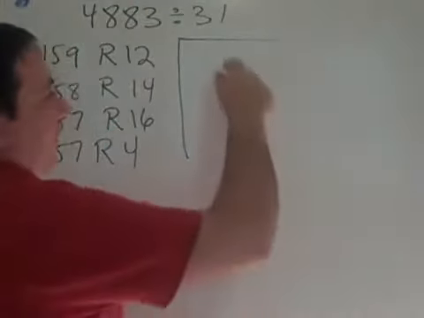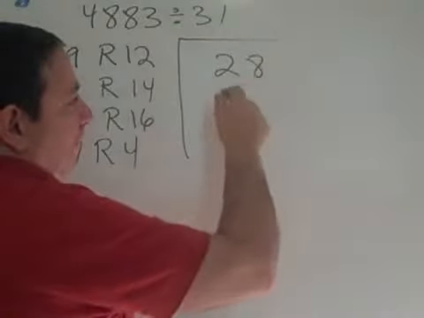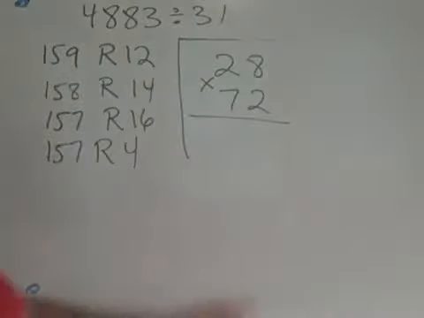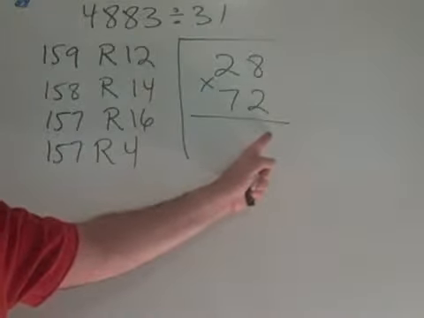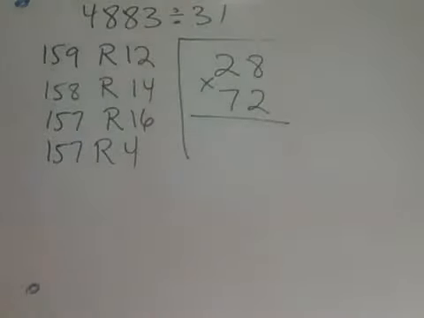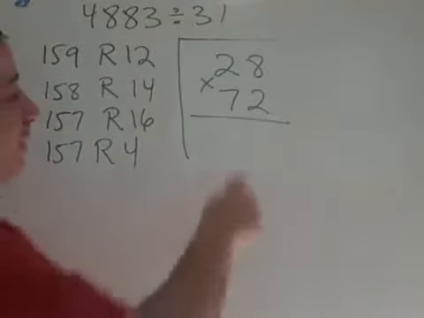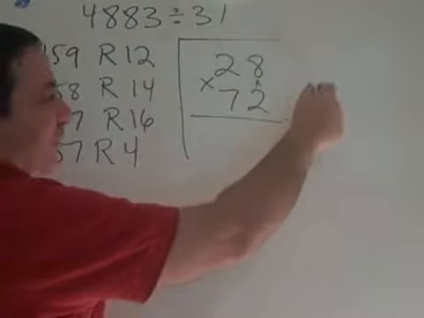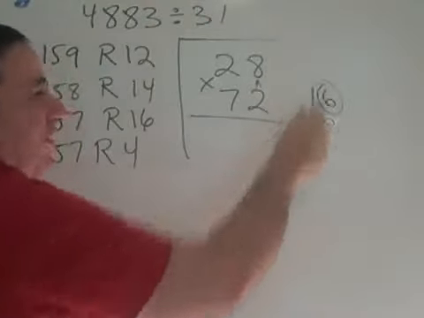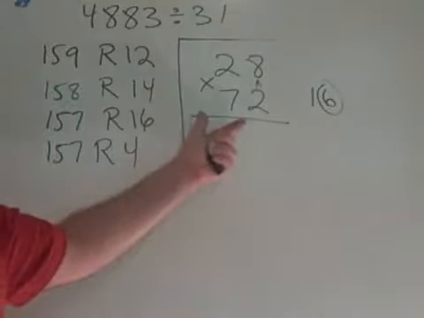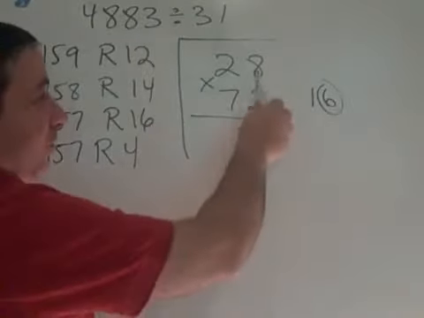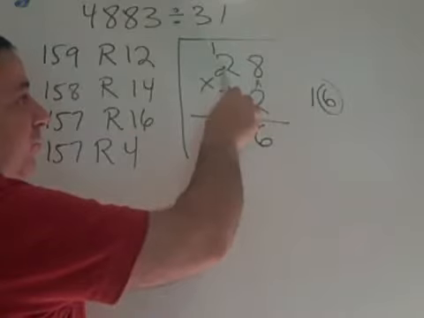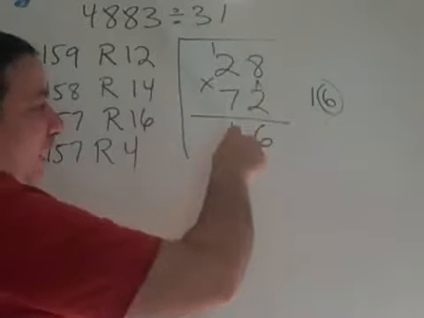Suppose you were multiplying 28 by 72. My question is, what's the right-hand number going to be in the answer? And the answer to my question is, it comes from 2 times 8. 2 times 8 is 16, which ends in a 6. This final answer will end in a 6. 2 times 8 is 16, carry a 1. 2 times 2 is 4, plus 1 is 5.